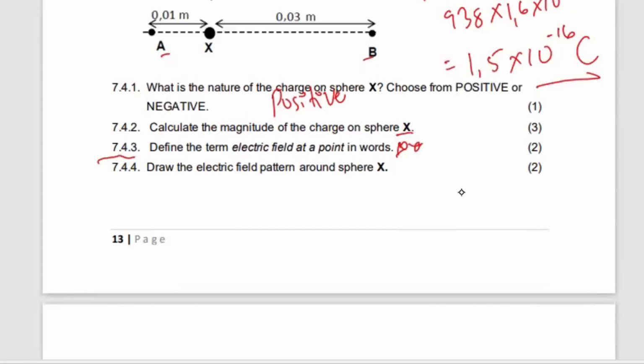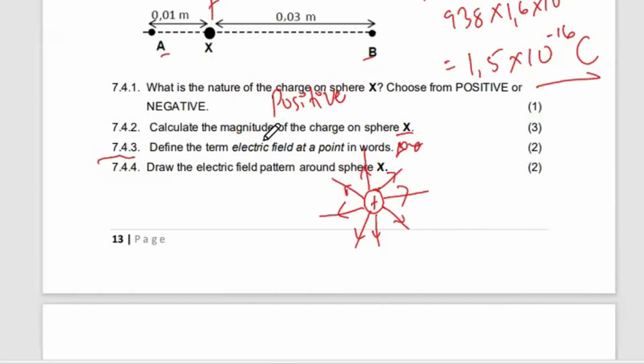Now, since sphere X is positively charged, the field lines should be seen just moving out, just like that.